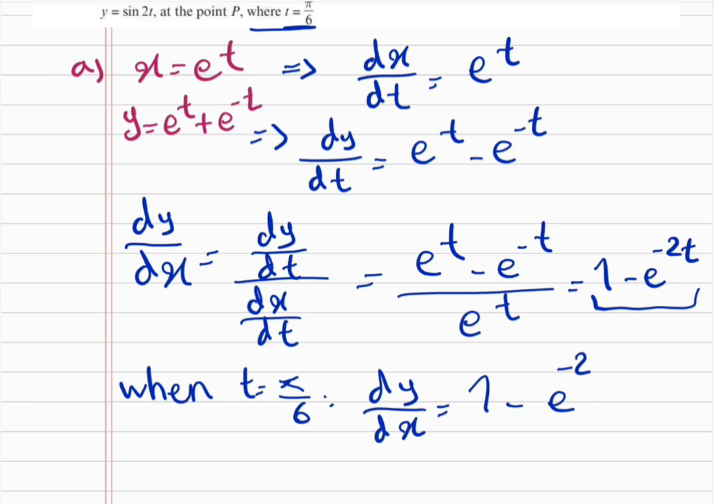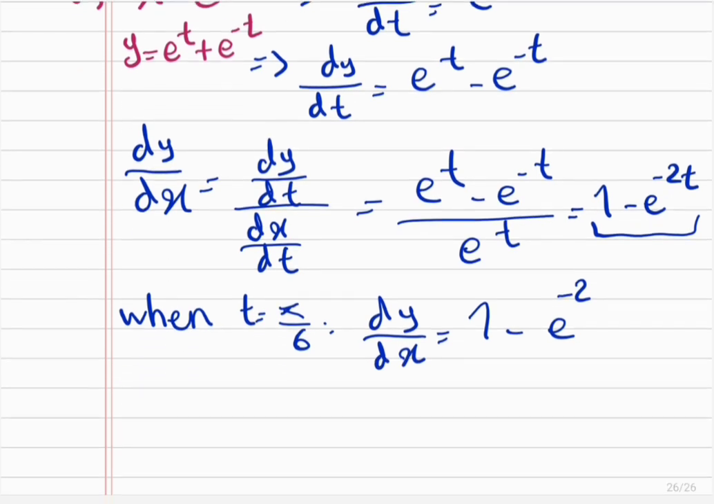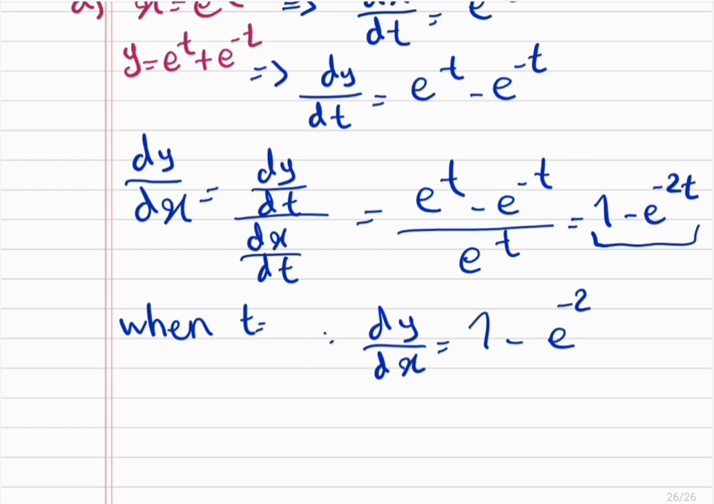sorry, I made a mistake, because t is equal to pi over 6 is for part B. Sorry, for part A it still is the same principle, but the t value is just 0 this time. It's not pi over 6, sorry. So t is equal to 0. That means we substitute 0 into t. So 1 minus e to the minus 2 times 0. So this is interesting because what we are going to get is that e to the 0 is just 1, and 1 minus 1 is 0.